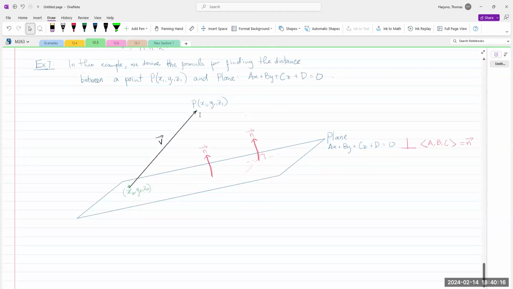Okay, let me tell the storyline here. Let x naught, y naught, z naught be an element of the plane, and vector v will be the vector from P naught to P. Now, of course, the vector's components will be x1 minus x naught, y1 minus y naught, z1 minus z naught.